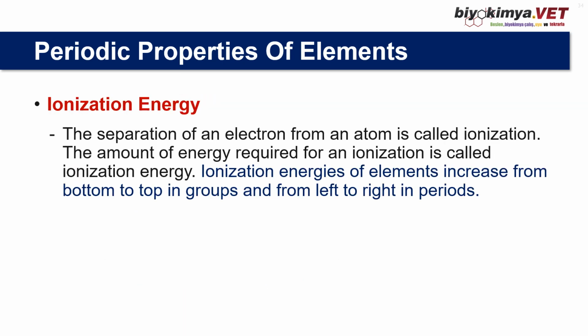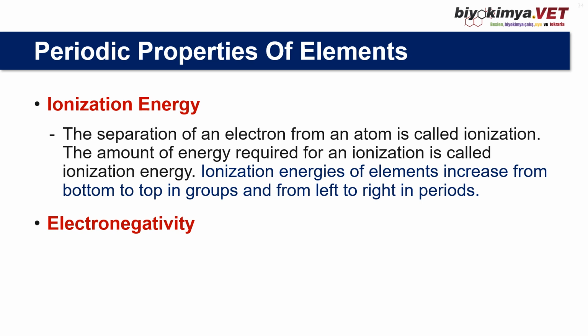Ionization energy. The separation of an electron from an atom is called ionization. The amount of energy required for an ionization is called ionization energy. Ionization energies of elements increase from bottom to top in groups and from left to right in periods. Ionization energy is also defined as the energy required to remove an electron from a gaseous neutral atom.